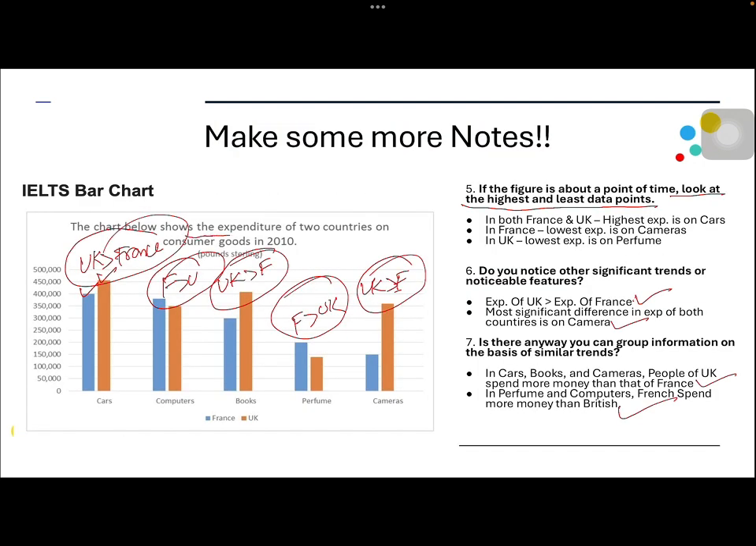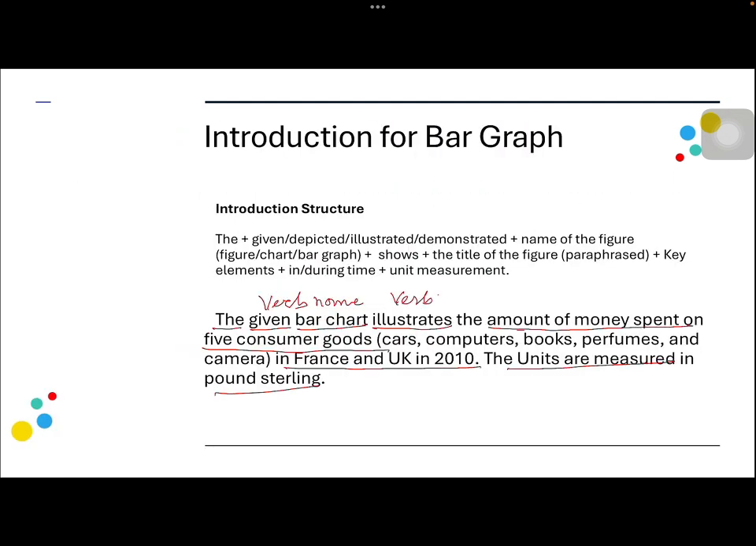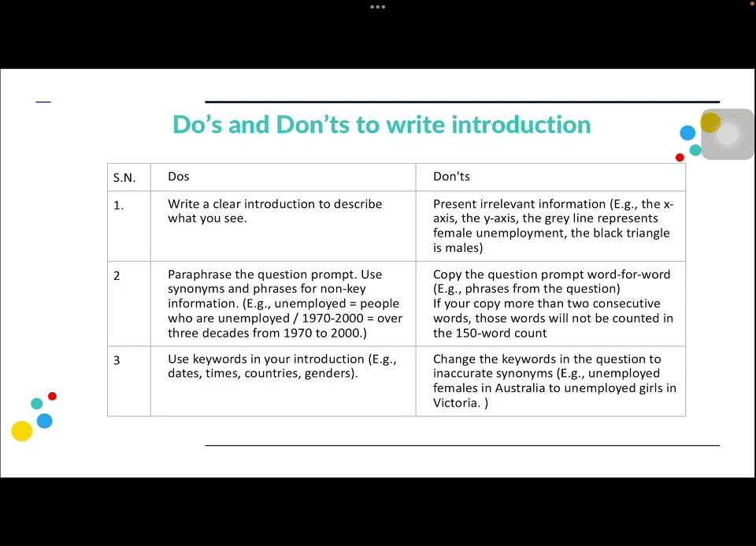The question said the expenditure of 2 countries on consumer goods, while I am saying the amount of money spent, right, on 5. So I mentioned the 5 consumer goods, I mentioned the 2 countries, I mentioned the time period, and I also mentioned the unit of measurement. So my introduction is complete here. So please make sure that at least you are mentioning all of these important parts in the introduction.